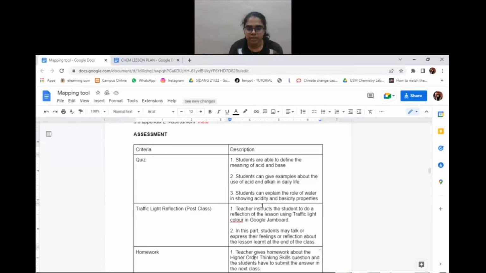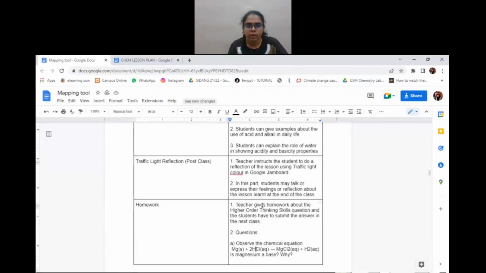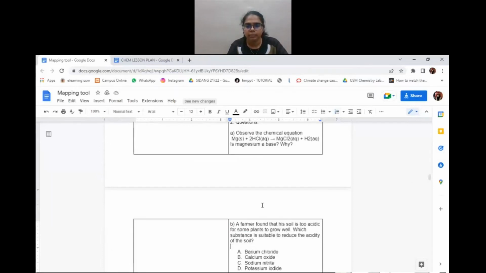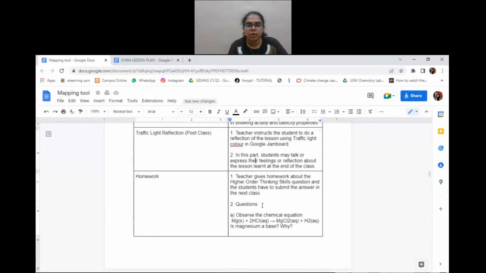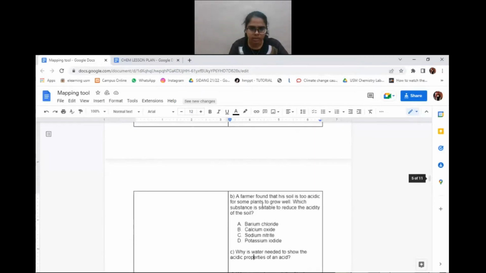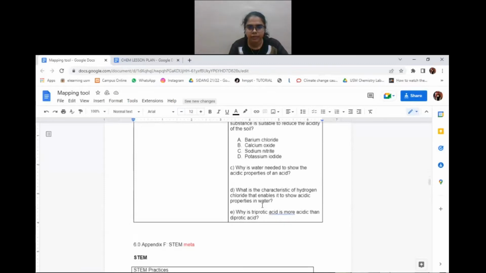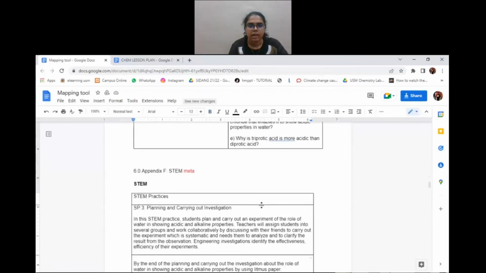For the traffic light reflection, which we hold in post-class, the teacher instructs the students to do a reflection using Google Jamboard. In this part, students may talk or express their feelings or reflection about the lesson learned at the end of the class. For homework, the teacher will give homework based on some questions given here, which are more like HOTS questions, and they have to submit it in the next class. So there are about 5 questions for them to answer.